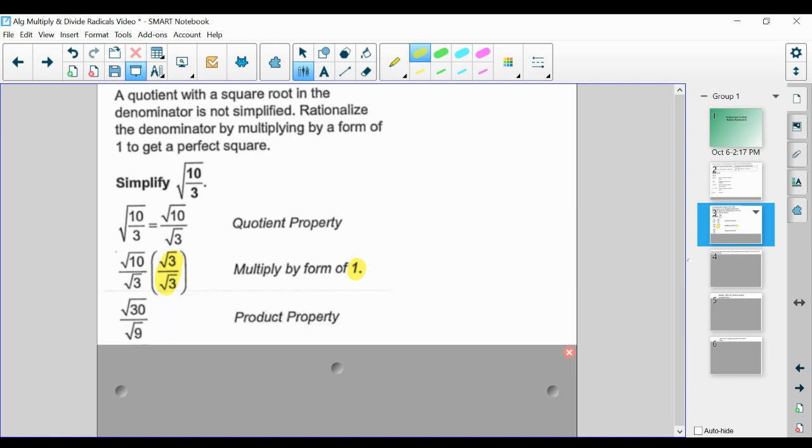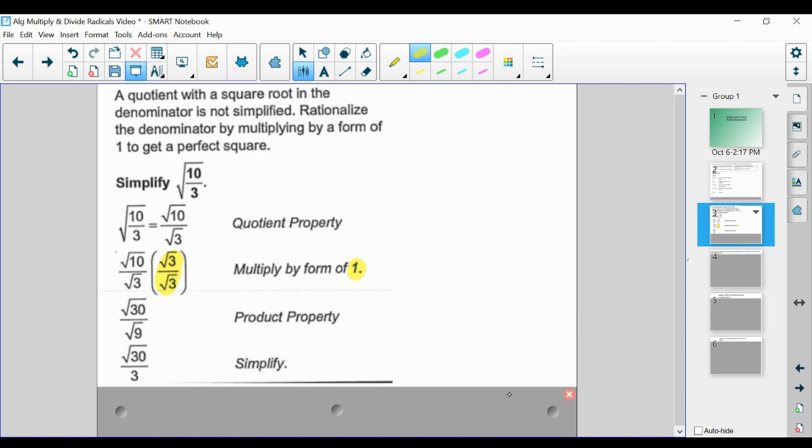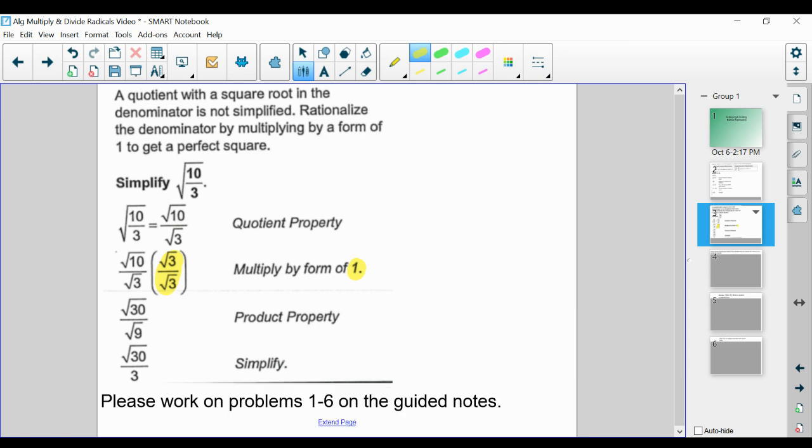Now we can multiply the square root of 10 times the square root of 3, so the square root of 30. The square root of 3 times the square root of 3 is the square root of 9. And we know the square root of 9 is 3. So our final answer becomes the square root of 30 divided by positive and whole 3. We can't simplify the square root of 30. If we could, we would. But now that we have a whole number in the denominator, we are A-OK.